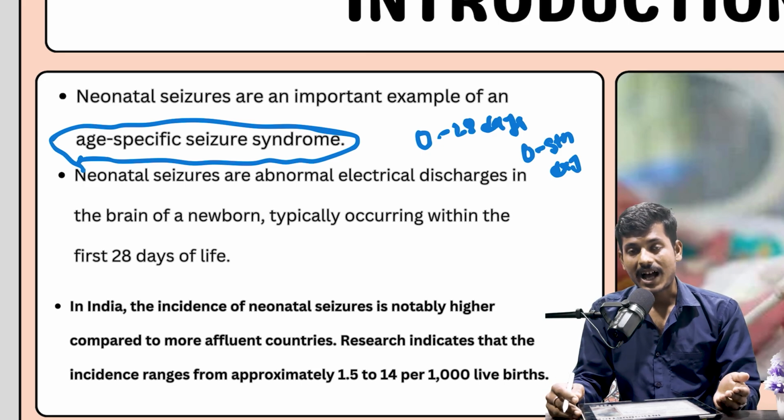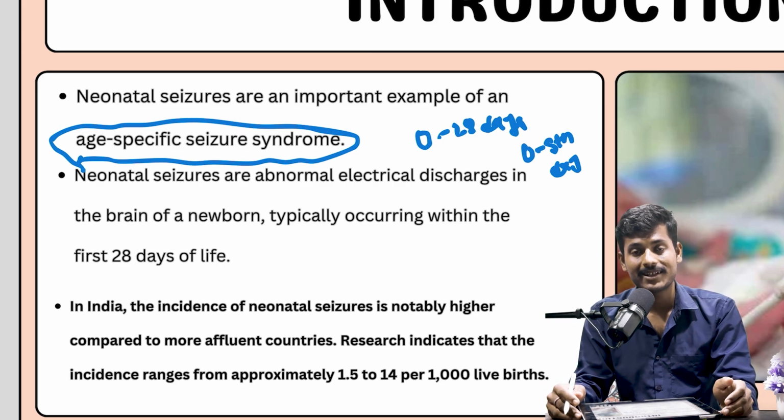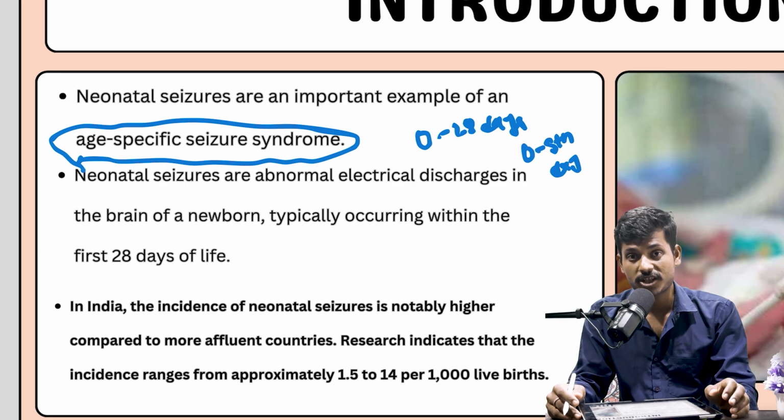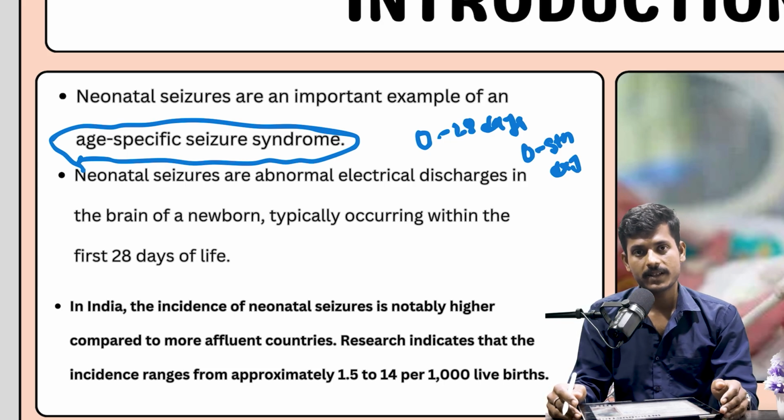So sometimes there is a hypersecretion of certain neurotransmitters. You can take the example of CRH, corticotrophin releasing hormone, that also exerts stress on the neurons and the baby has the seizure. Got it? No problem. This is called the age-specific seizure syndrome.